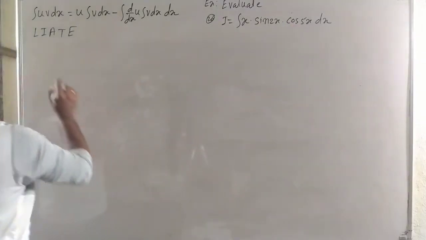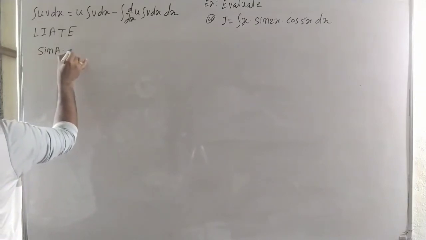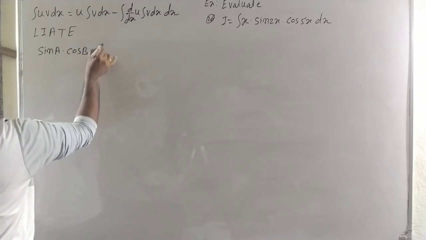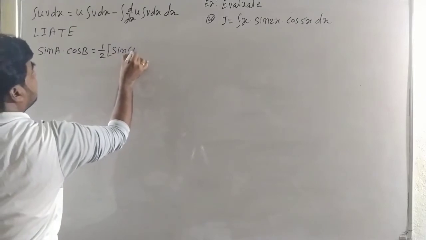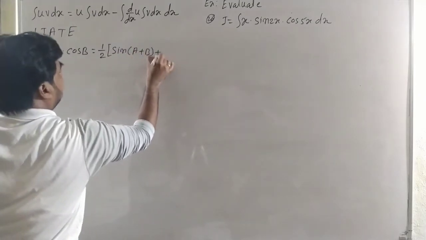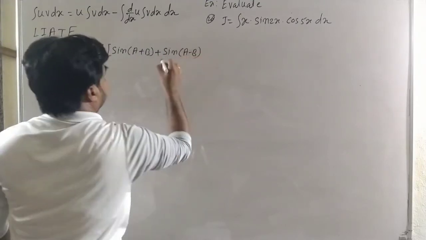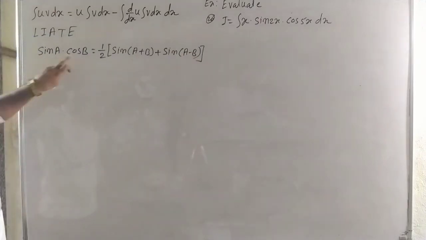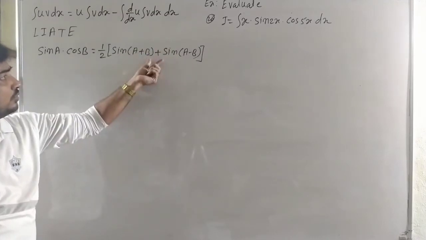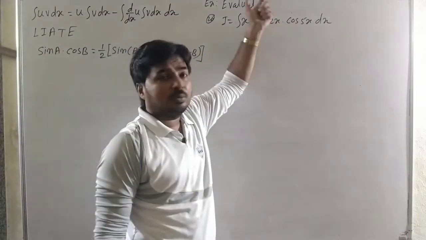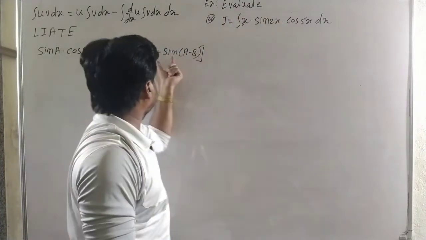We know the trigonometric formula. Here sin a into cos b is 1 by 2, see carefully, sin a plus b plus sin a minus b. It is the formula for sin a into cos b. Here a product is converted into an addition or subtraction. Here we convert into addition. Now these two terms are in a product, we convert these two terms into an addition or subtraction.